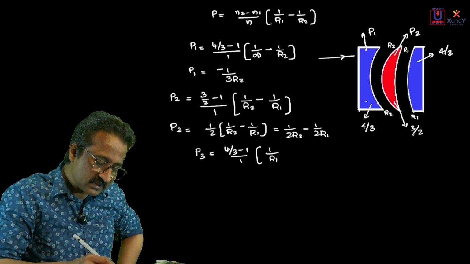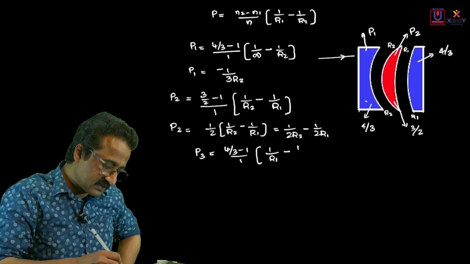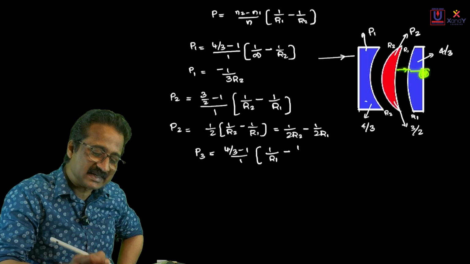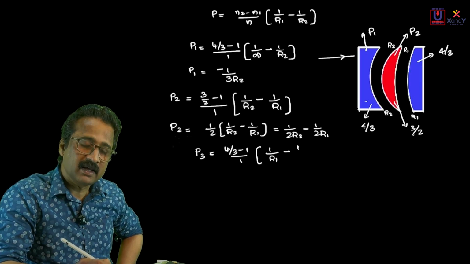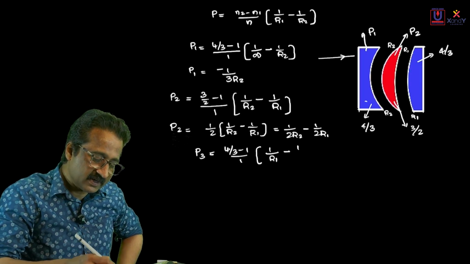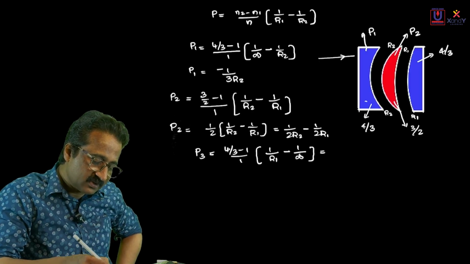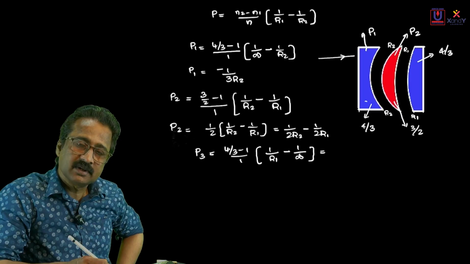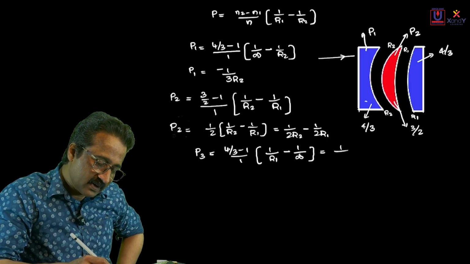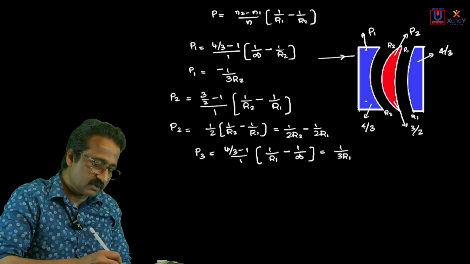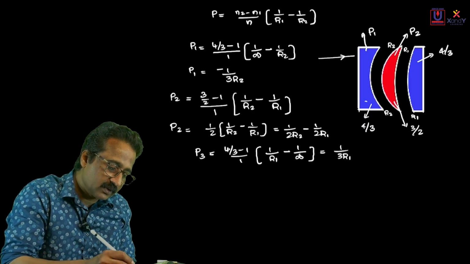So 1 by plus R1, minus the second radius, which is this. Look at this. This is the second radius. Light hits here, then here. So this is the second radius. That second radius is plane. Therefore, the radius of curvature is infinity. Okay, so that's infinity. This gives you how much? 4 by 3 minus 1 is 1 by 3. 1 by 3 into R1. I have 1 by 3R1 as P3. So these are the individual powers. Now please take a look at the powers.